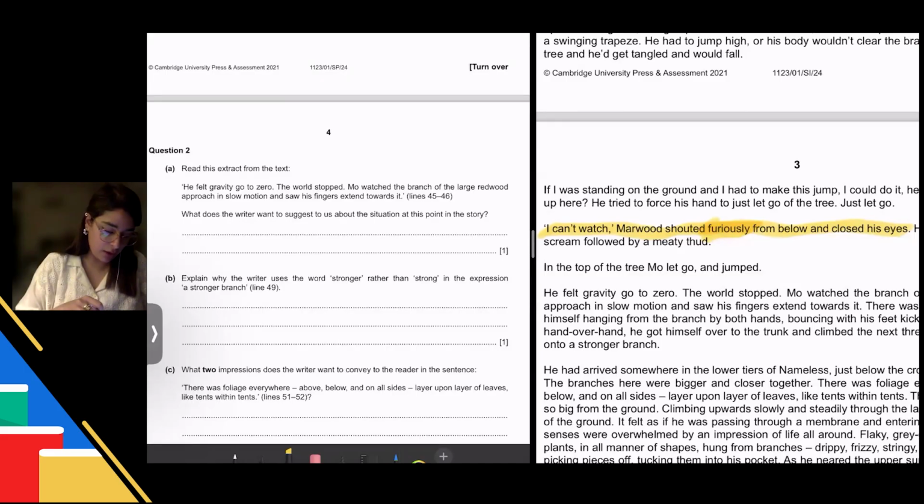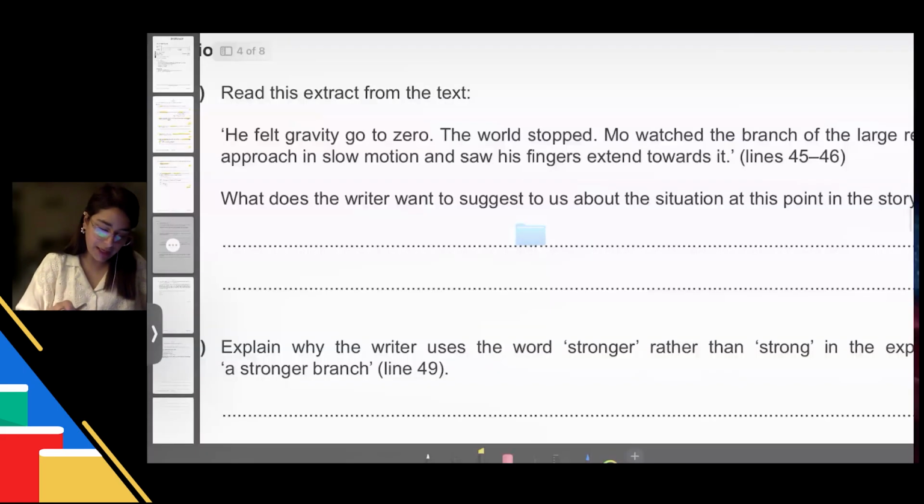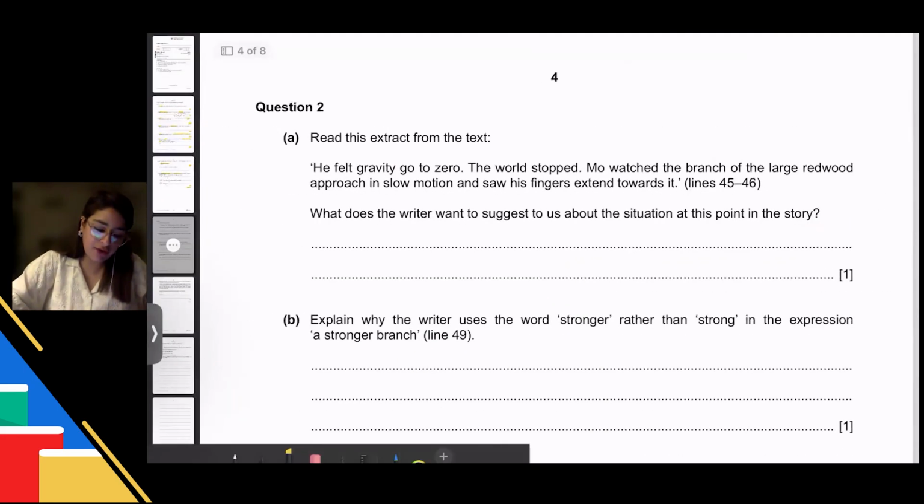For example, let's look at the first question. Read this extract from the text. "He felt gravity go to zero. The world stopped. Mo watched the branch of the large redwood approach in slow motion and saw his fingers extend towards it." That's lines 45 to 46. What does the writer want to suggest to us about the situation at this point in the story?